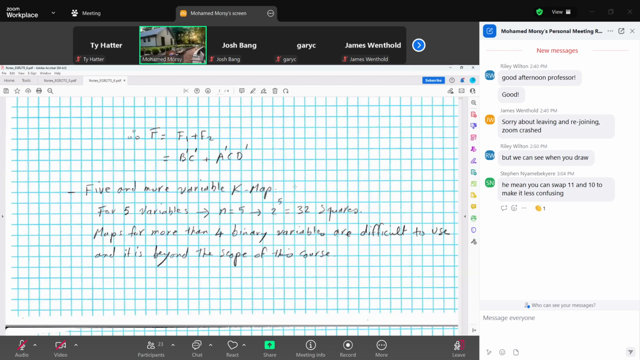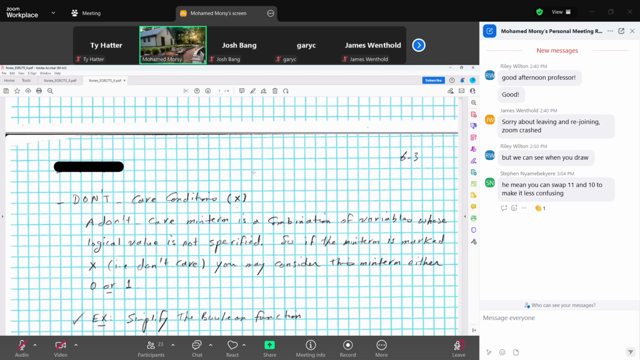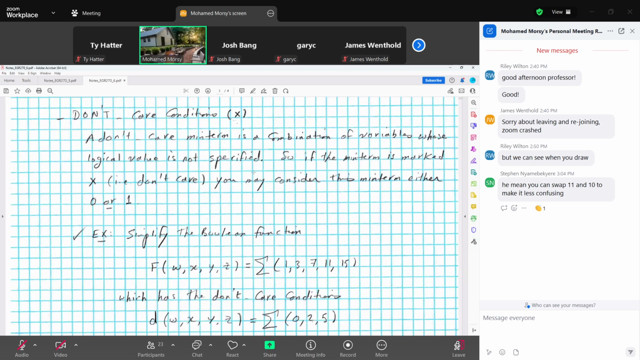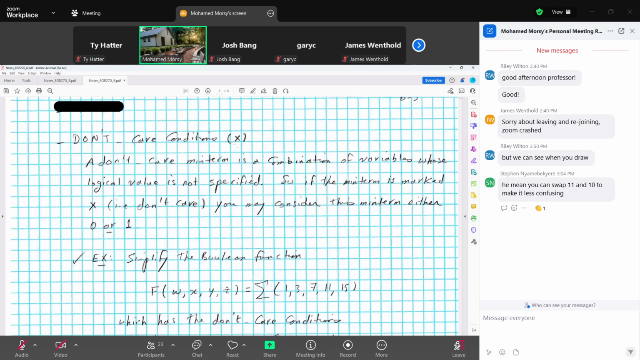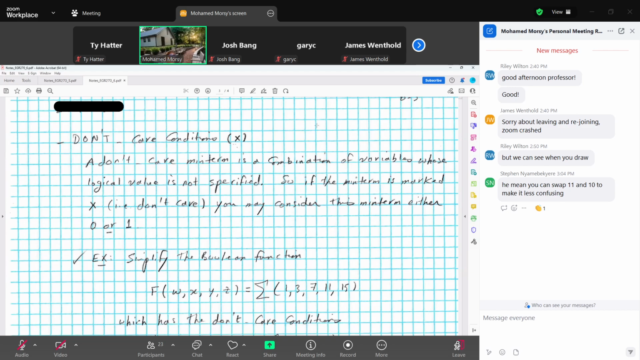Again, 5 or more variables is not feasible here. Another important condition regarding the Karnaugh map is called the don't care condition. For don't care, we put X. What does this mean? What is meant by don't care?